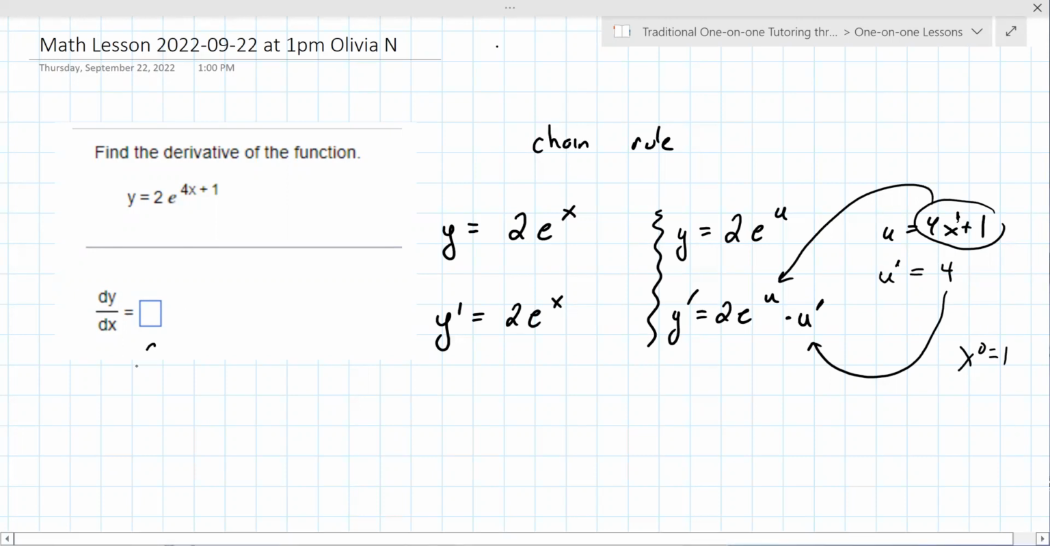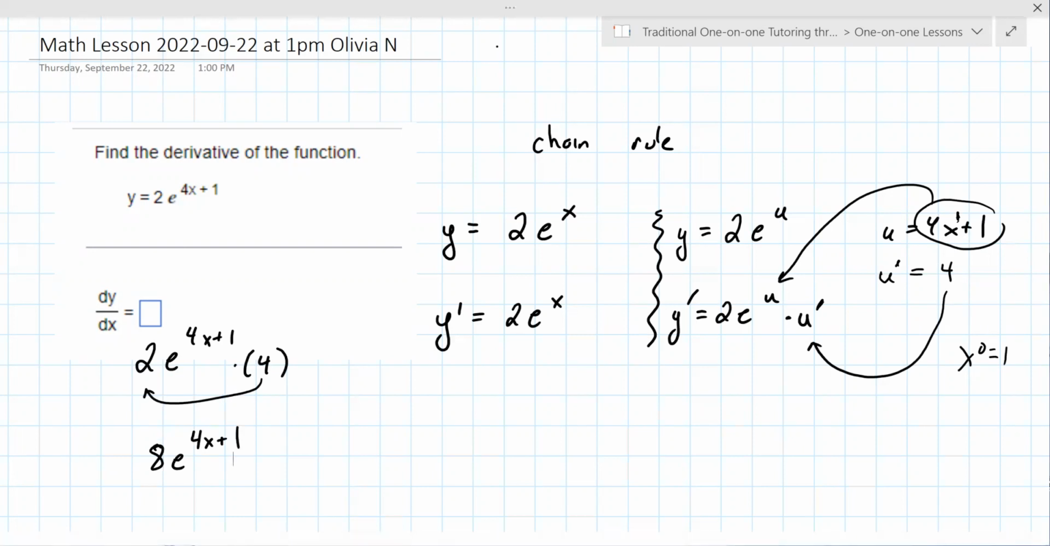So it's 2e to the 4x plus 1 times 4. And then you can simplify here. You can multiply the 4 and the 2. So it would be 8e to the 4x plus 1, like that. Perfect. Yes.